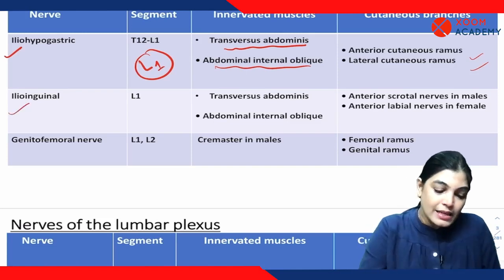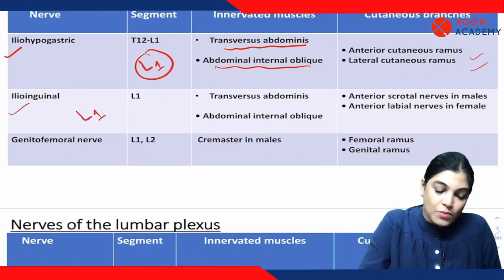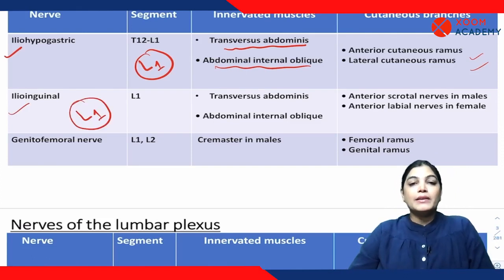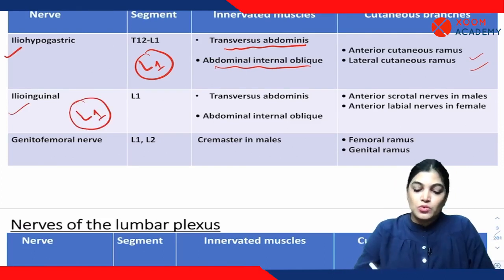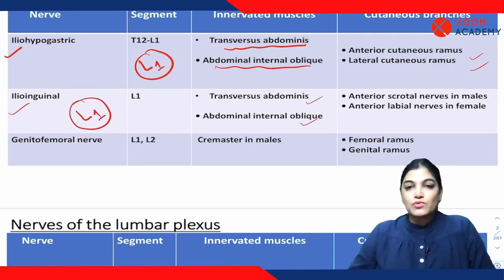Now, the next is ilioinguinal. It is entirely formed by the ventral rami of the first lumbar nerve and it gives innervation to the internal oblique and transverse abdominis muscles. When we talk about its cutaneous distribution, it forms the anterior scrotal and labial nerves in male and female respectively.